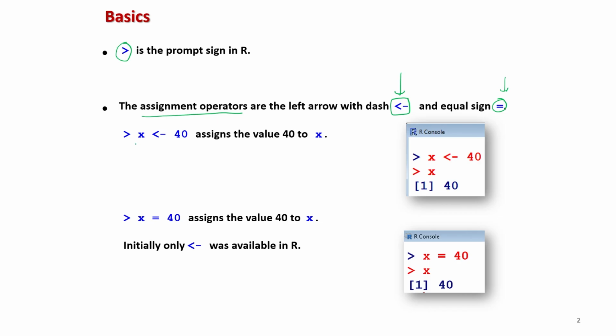So in case you write x less than hyphen 40, this means x is assigned the value 40, or the value 40 is assigned to the variable x. And similarly, if you write x equal to 40, then also it has the same interpretation, that the value 40 is assigned to x, right? And here is the screenshot that you can actually see, right?